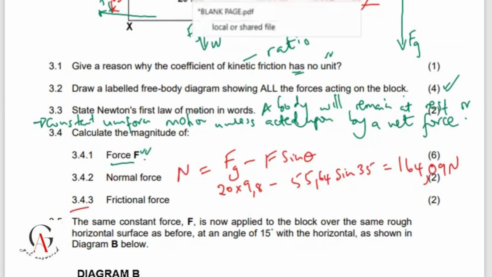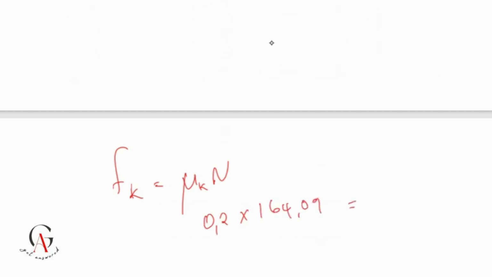And then 3.4.3, they want us to get the frictional force. Remember, frictional force is mu N. So 0,2 multiplied by the normal force that we got, 164,09. So that becomes 32,82 newtons. So that's the frictional force.